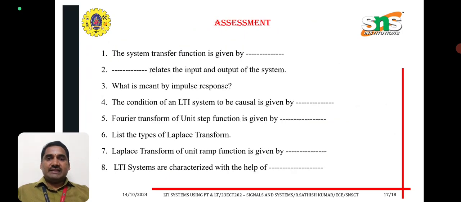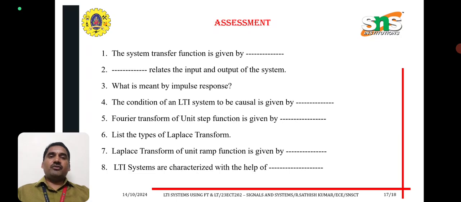Next one, we can see the assessment. The system transfer function is given by h of s is equal to y of s divided by x of s. This relates the input and output of the system differential equation. What is meant by impulse response? When the unit impulse is applied to a linear time invariant system, it produces the output h of t. The condition for an LTI system to be causal is given by h of t is equal to 0 for t less than 0.